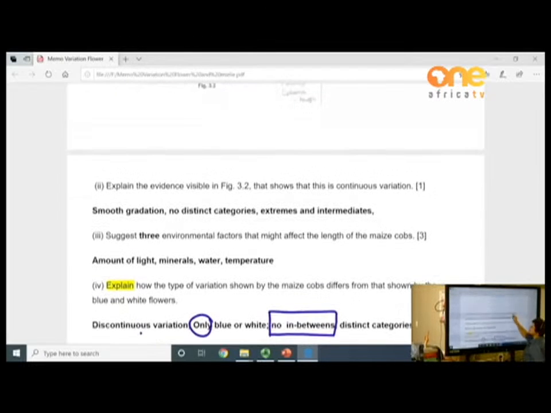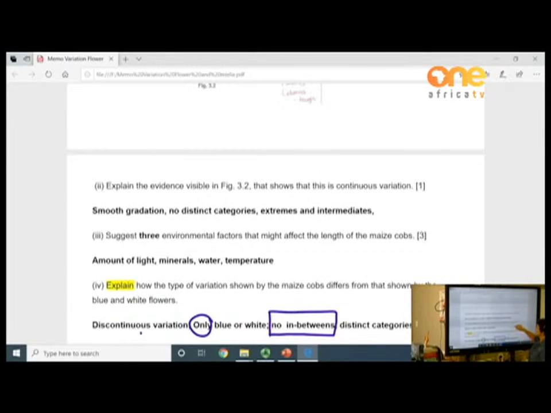We say it is a continuous variation because there's a smooth gradation, no distinct categories. Or we can say there are extremes with intermediates. From 7 to 19, there are all the different lengths of cob sizes. The environment can play a role. The amount of light, minerals, water, temperature will or can influence the size of the cobs.